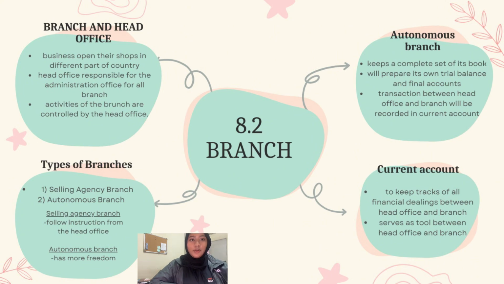So next is the current account. Current account is made to record all the transactions that happen between the head office and the branch. Current account is also used to monitor the financial connection between the head office and the branch to make sure that the financial position of the branch is accurate with the main company's financial statement. So that is all for subtopic 2, which is branch.